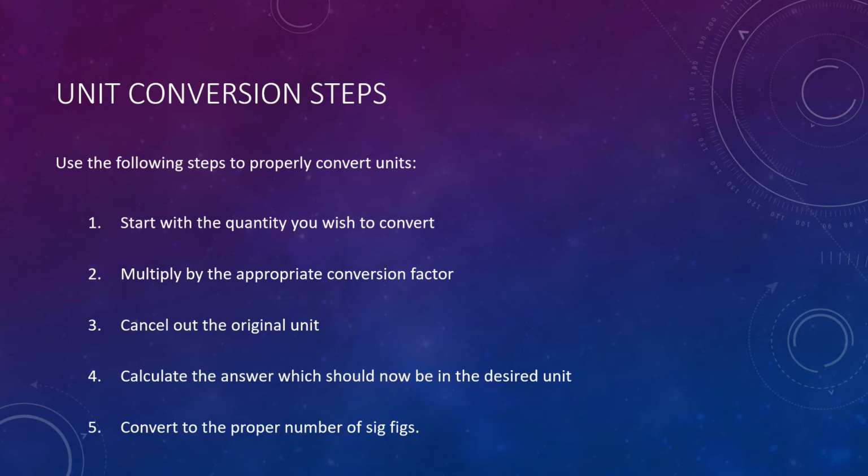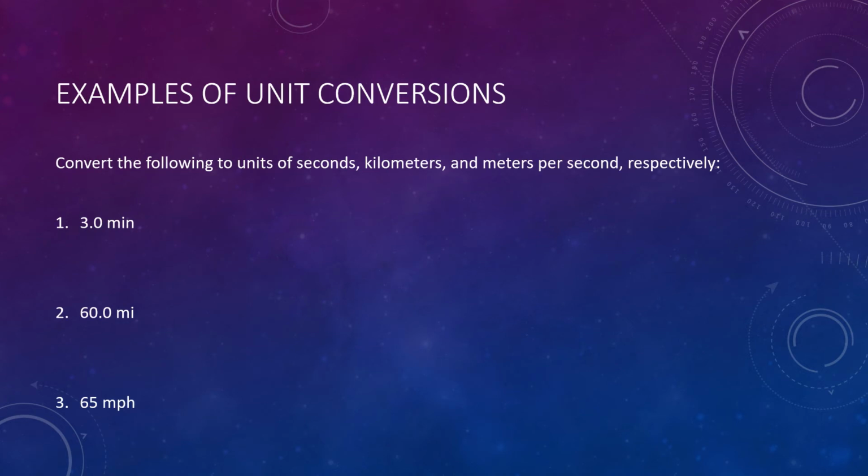So a list of steps like this is often meaningless unless we actually apply it. So let's go ahead and do 3 examples of unit conversions. We'll start with some pretty simple ones, and then the last one will involve multiple steps. So here I say convert the following to units of seconds, kilometers, and meters per second respectively, meaning for number 1 we're going to convert to seconds, number 2 to kilometers, number 3 to meters per second.